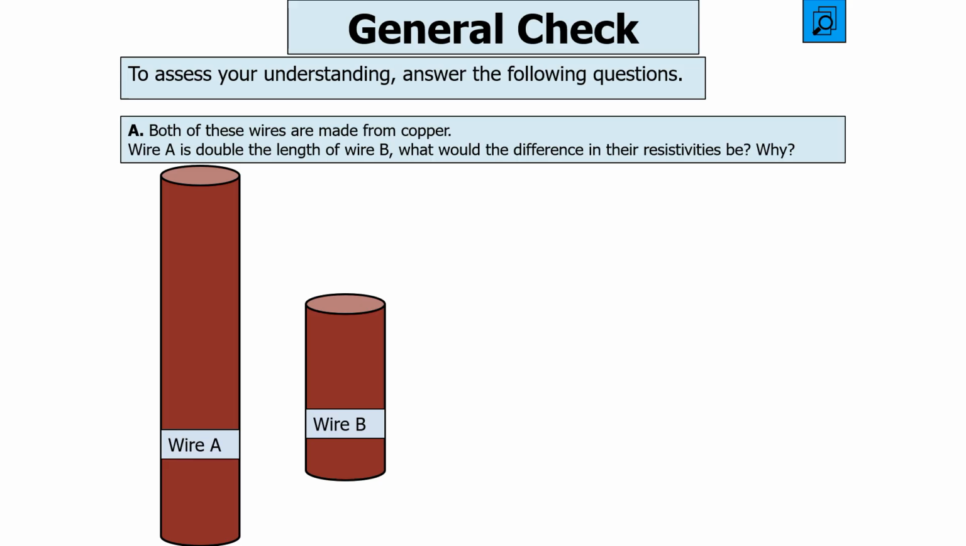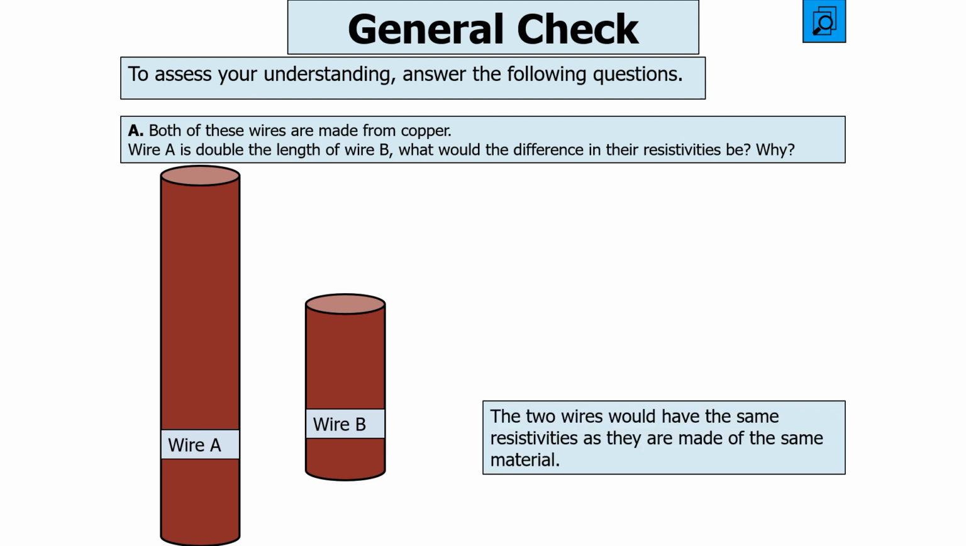Now wire A is double the length of wire B. What would the difference in their resistivities be and why? So pause the video now, unpause the video when you want to go through your answers. Well, the two wires would have the same resistivities as they are made of the same material.